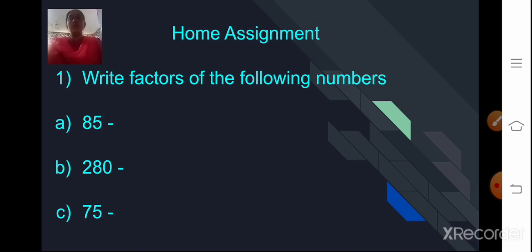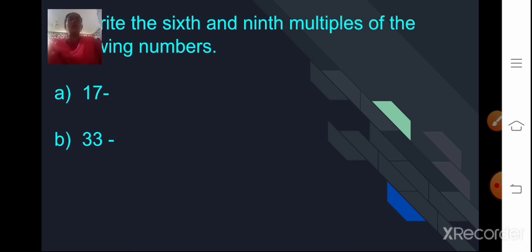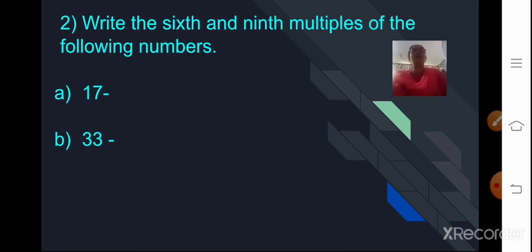Okay, you have already learned how to find the factors and multiples of numbers. So here is a home assignment for you, which you have to do in your homework. The first question is to write factors of the following numbers. You have to write all the factors of the numbers 85, 280 and 75. Coming to the next question, you have to write the 6th and the 9th multiples of the following numbers. The number 17, you will multiply it by 6 and by 9 and write the numbers, and find the 6th and 9th multiples of both the numbers.